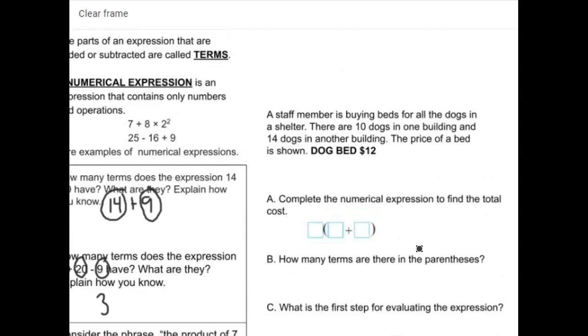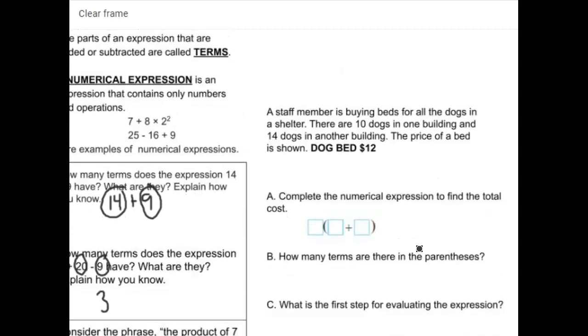Okay, here's our first long problem. And let's see what we can do with it. A staff member is buying beds for all the dogs in the shelter. There are 10 dogs in one building and 14 in another building. The price of a bed is shown. A dog bed is $12. Complete the numerical expression to find the total cost.